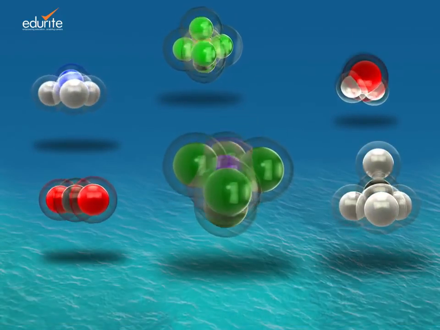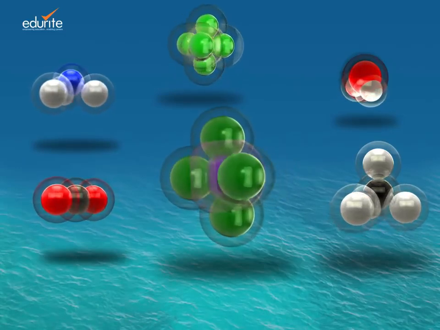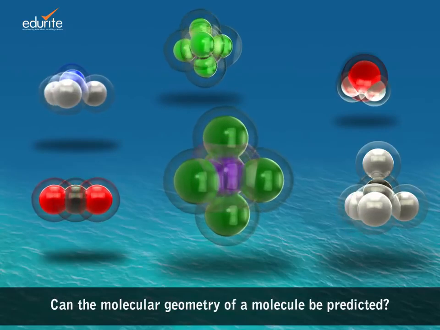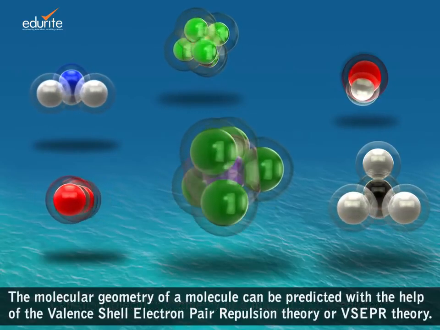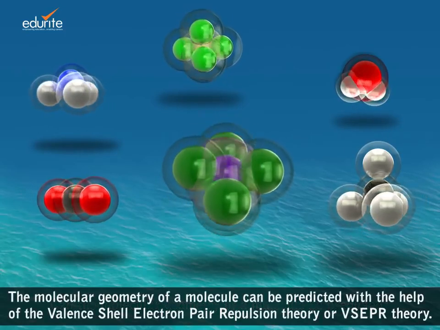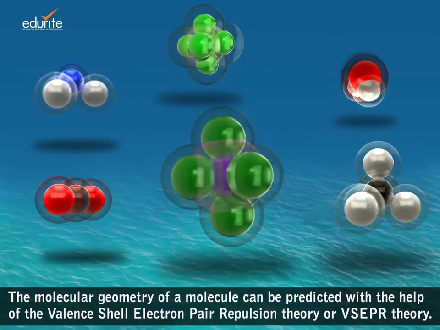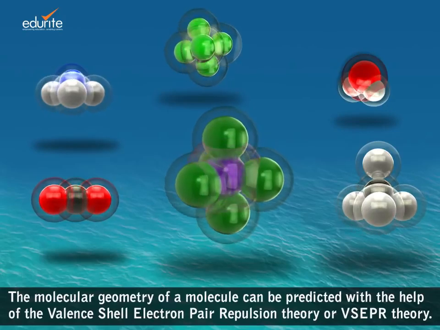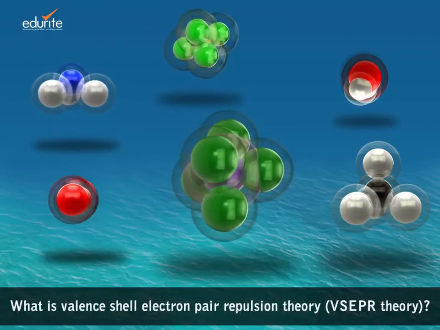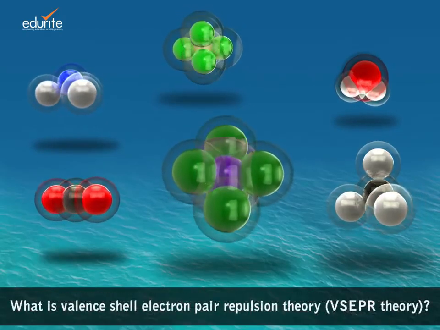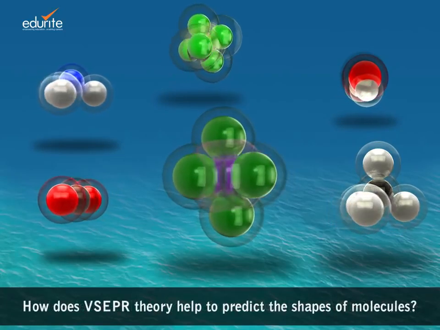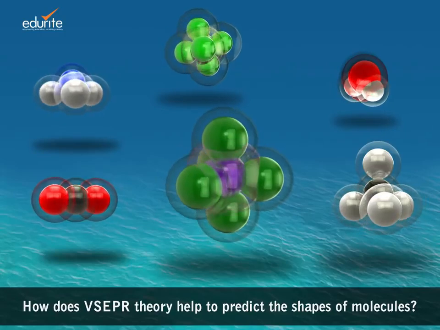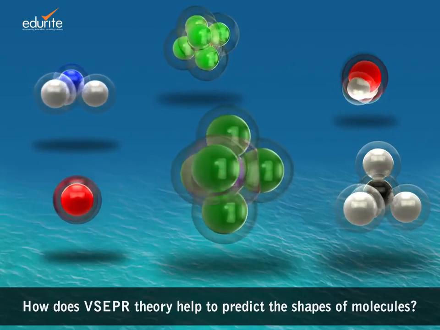Many properties of a substance can be attributed to its molecular geometry. Can the molecular geometry of a molecule be predicted? Yes, the molecular geometry of a molecule can be predicted with the help of the valence shell electron pair repulsion theory, or VSEPR theory. What is valence shell electron pair repulsion theory? How does it help to predict the shapes of molecules? Come, let's learn about the VSEPR theory in this module.